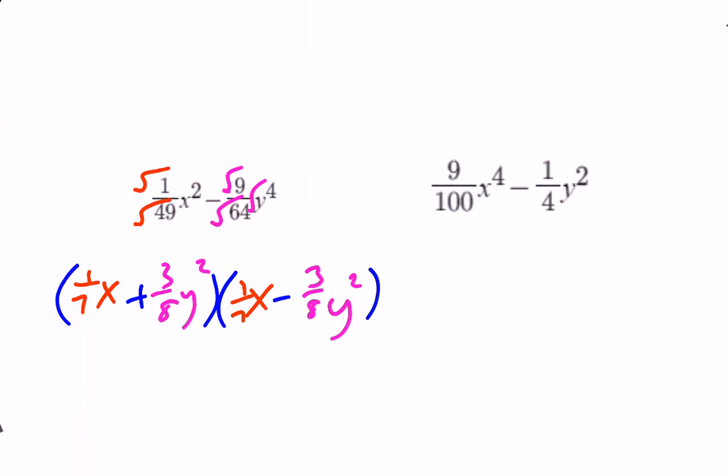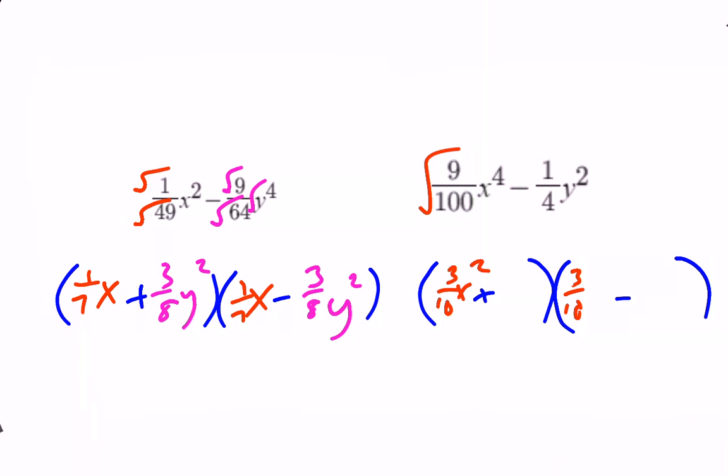Same thing goes for the next one. Put your structure, parentheses, parentheses, plus, minus. Try to leave yourself a little bit more room when we have the fractions. So the square root of 9 over 100 would be 3 over 10. So that's my coefficient. And then I would have the square root of x to the 4th, which would be x squared.